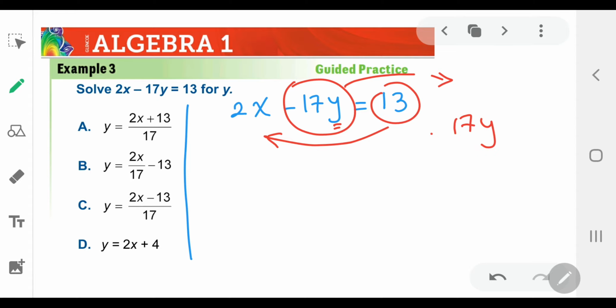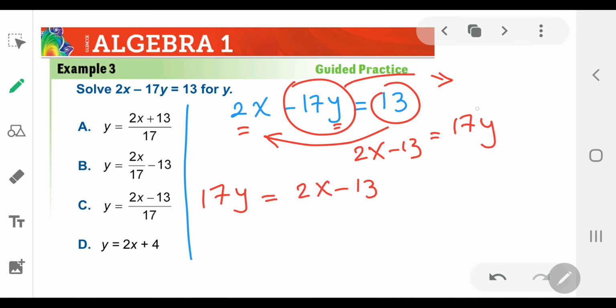17y, and in case of having the variable on the right-hand side, we always read the equation from the variable. So it is 17y, and I still have the 2x, and I would bring the 13 with the opposite sign, which is negative 13, to the 2x. Now I can use a property called the reflexive property. This property means I can just reflect them, I can just swap them. It would be written as 17y equals 2x minus 13.